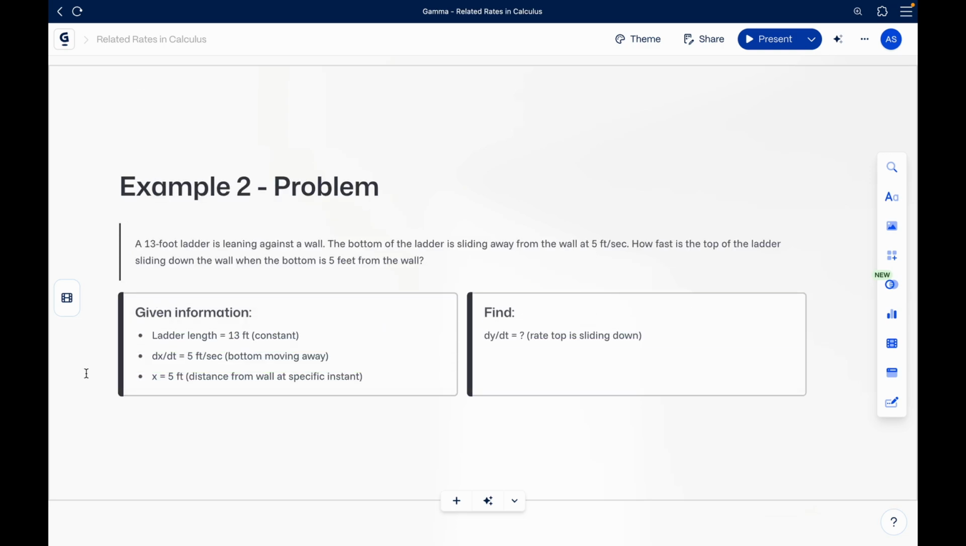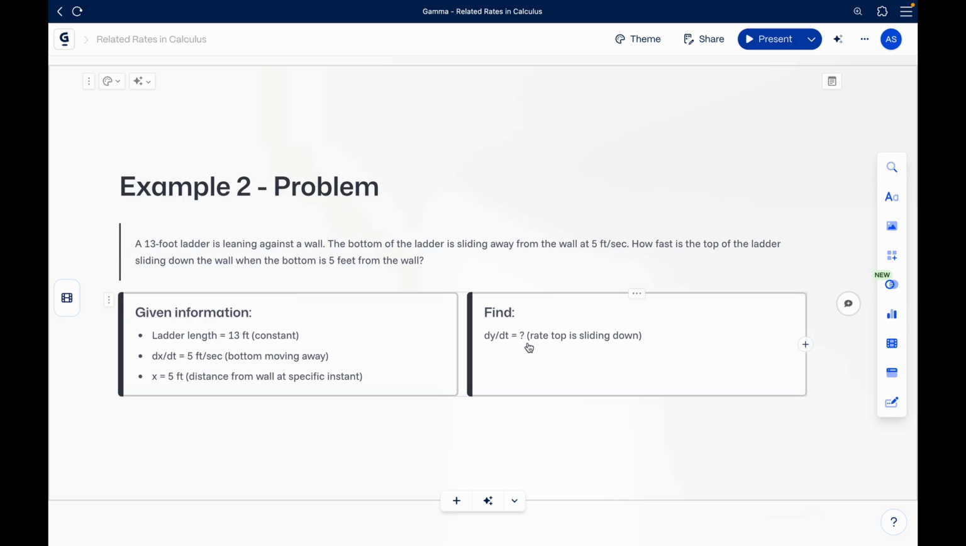Our second example is that a 13-foot ladder is leaning against a wall. The bottom of the ladder is sliding away from the wall at 5 feet per second. How fast is the top of the ladder sliding down the wall when the bottom is 5 feet from the wall? So the given information is that the ladder length is 13 feet at that point, dx/dt, or the horizontal rate of change, is 5 feet per second, and x is equal to 5 feet, basically where the bottom is 5 feet away from the wall.